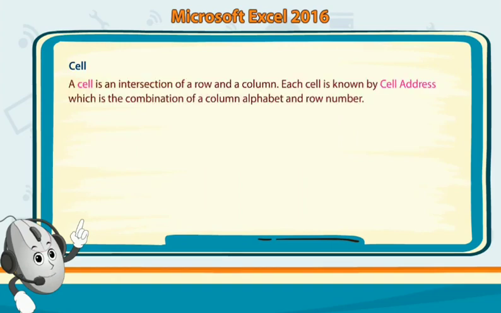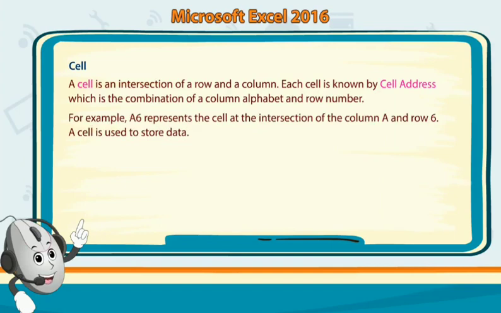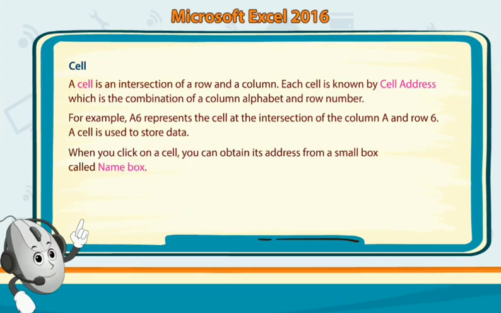Now cell. So cell is the intersection of rows and columns. Each cell is known by its cell address, which is a combination of column alphabet and row number. So in our Excel file we have columns defined by alphabets and rows defined by numbers. For example, A6 represents the cell that is the intersection of column A and row 6. A cell is used to store data. Cell means a small rectangular box.